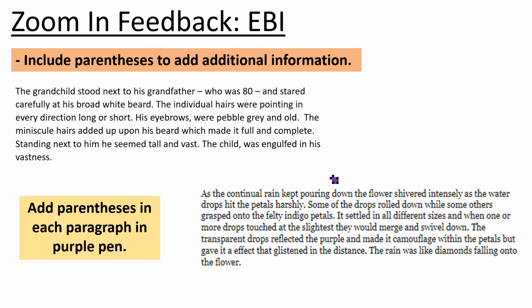Some of the drops rolled down while some others grasped onto the felty indigo petals. It settled in all different sizes, and when one or more drops touched the slightest, the transparent drops reflected the purple, made it camouflage within the petals, but gave it an effect that glistened in the distance. The rain was like diamonds falling onto the flower.